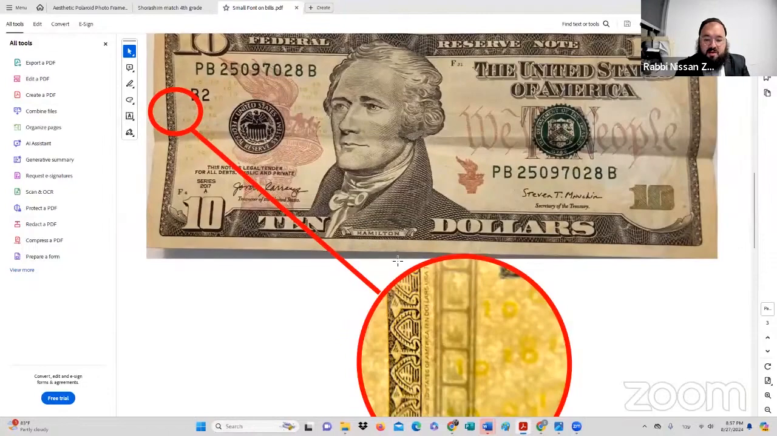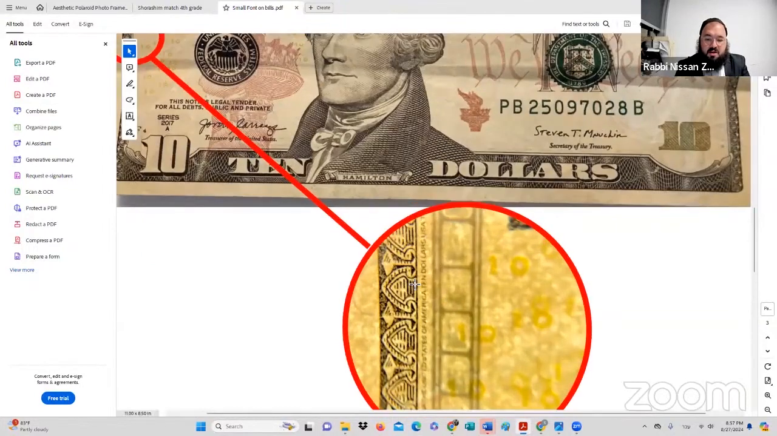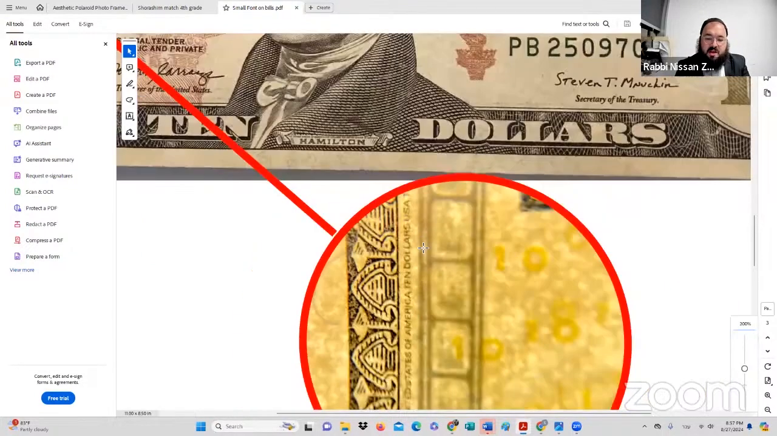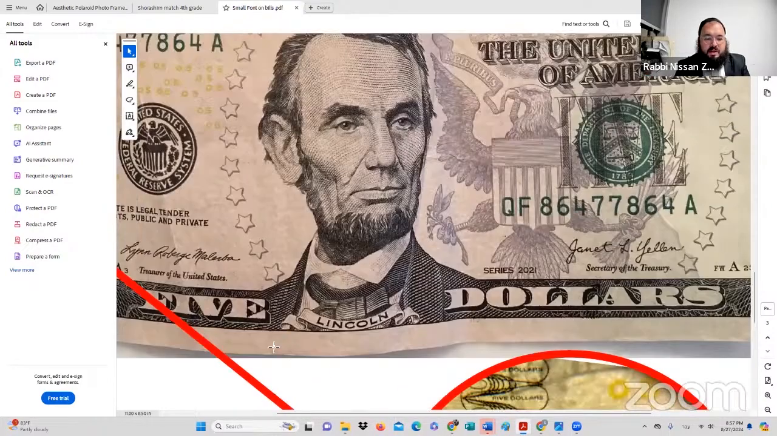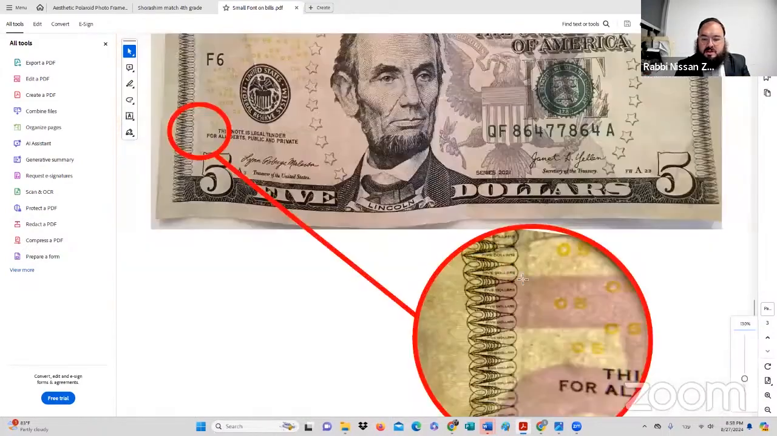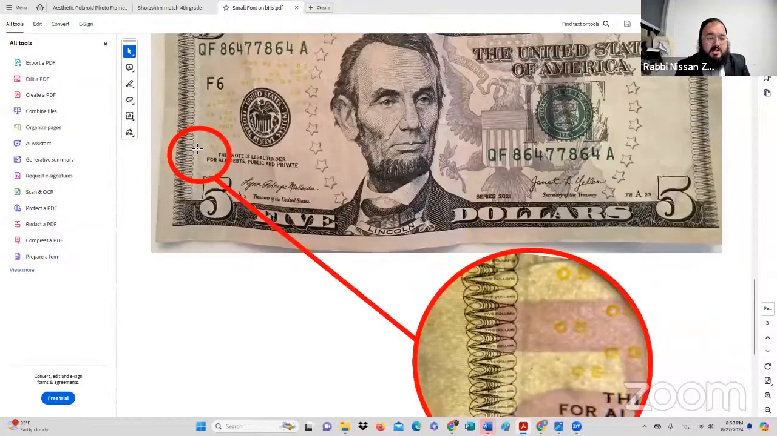The same idea applies to a $10 bill on the side. It says the United States of America, $10. And a similar idea on a $5 bill, on the right side of the bill. There are little teardrops, and in those teardrops it says $5. So that's just a concept, an idea to show you how small things could be, and how small detail can be, and how paying attention to detail matters.